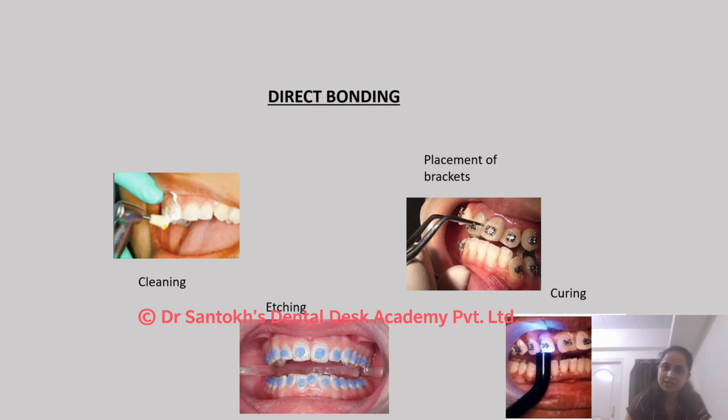Okay, so this is direct bonding, where you will first clean the tooth. Then you will do etching of the tooth with 37% phosphoric acid. Then you will place the bonding agent and composite over the bracket, and then you will place the bracket according to the proper positioning of the brackets, and then you will finally cure. Okay, so these are the steps in direct bonding.